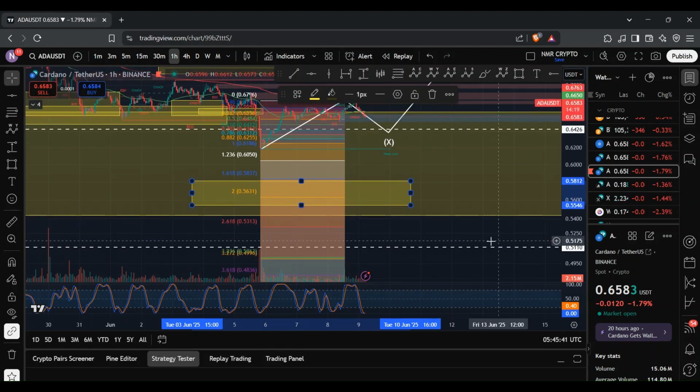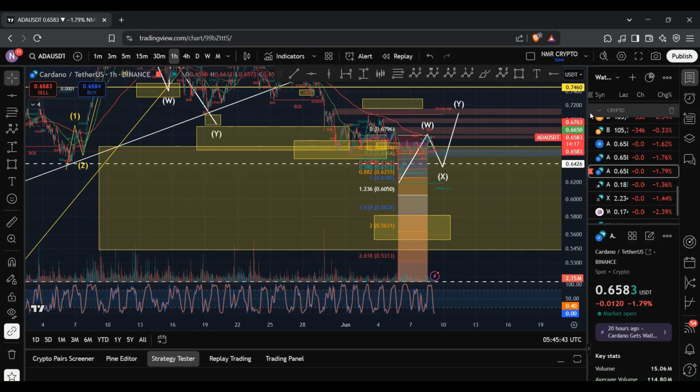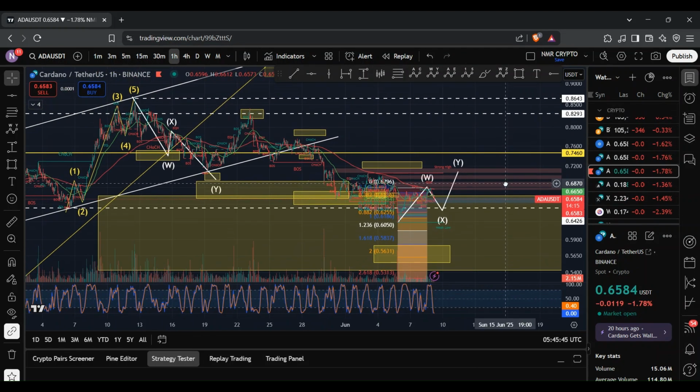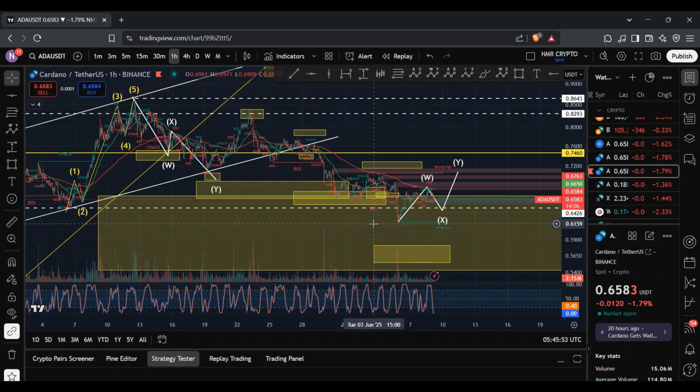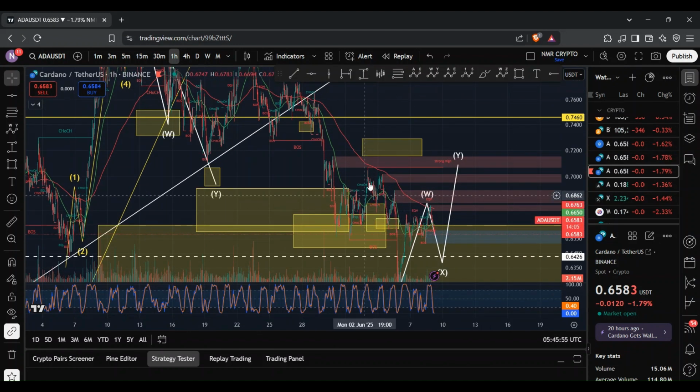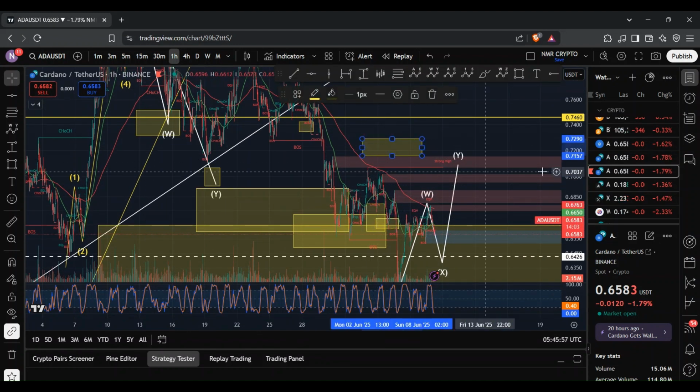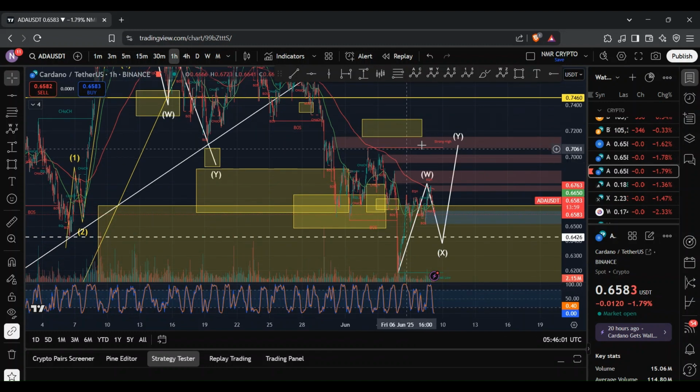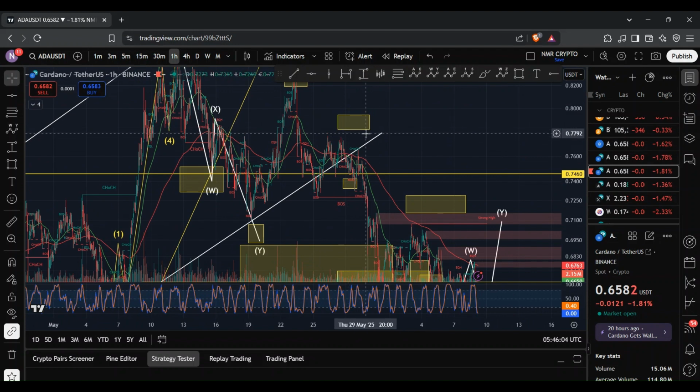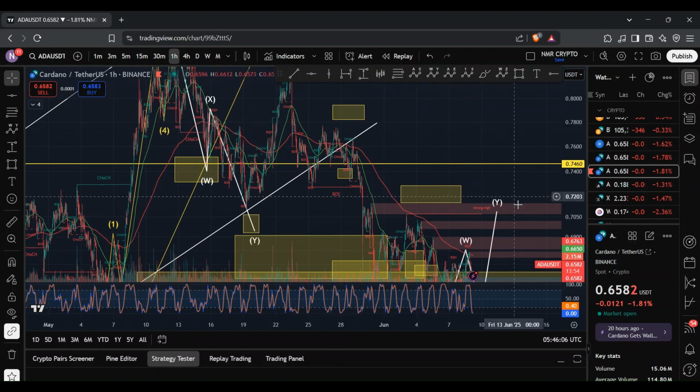cents, which is the Z wave target, where I'm currently tracking a WXYXZ structure, with this being the W wave made up of a WXY structure, and this being the X wave, this being the Y wave. So if I remove this, and we have a X wave where I was looking for the move to the upside to tap into this region between 71.57 cents to 72.9 cents, which we failed to do, similar to what took place over here, which then ultimately led to this move to the downside.